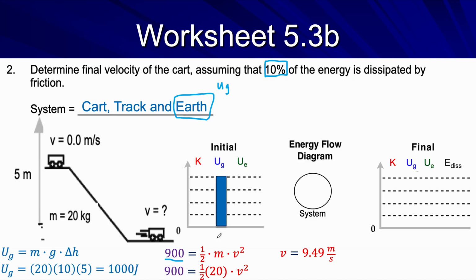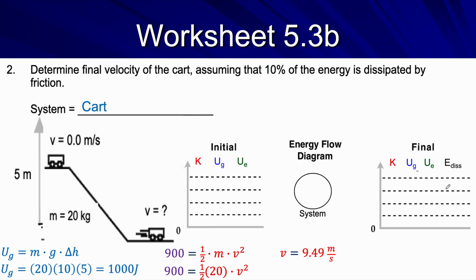Solving this one, we start out with gravitational potential energy, 1,000 joules. We end up with 900 joules of kinetic, and then the rest of it ends up as E dis. There's 1,000 joules to start out with, 1,000 joules in my system to end with. So there's no energy flow diagram in or out of the system.